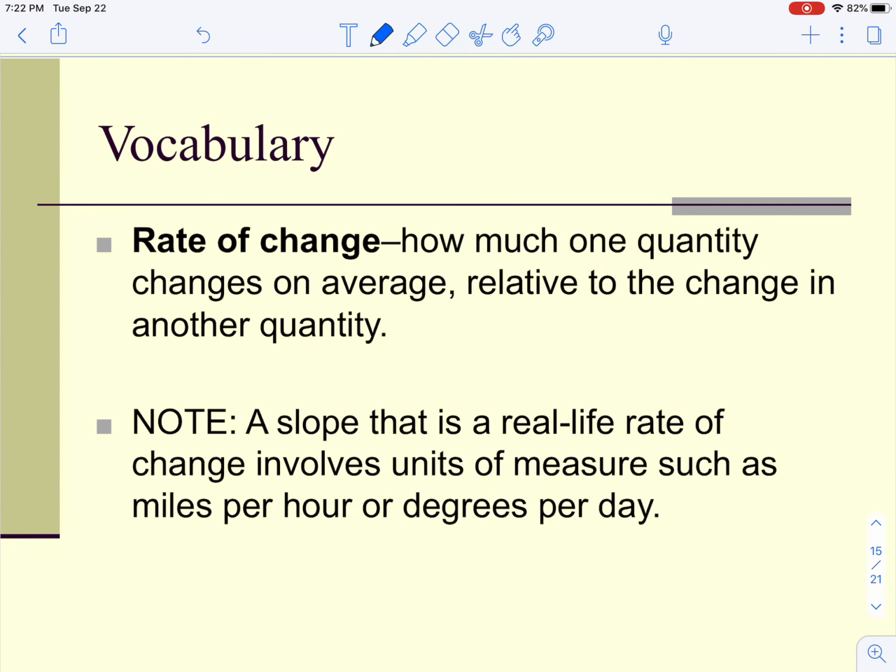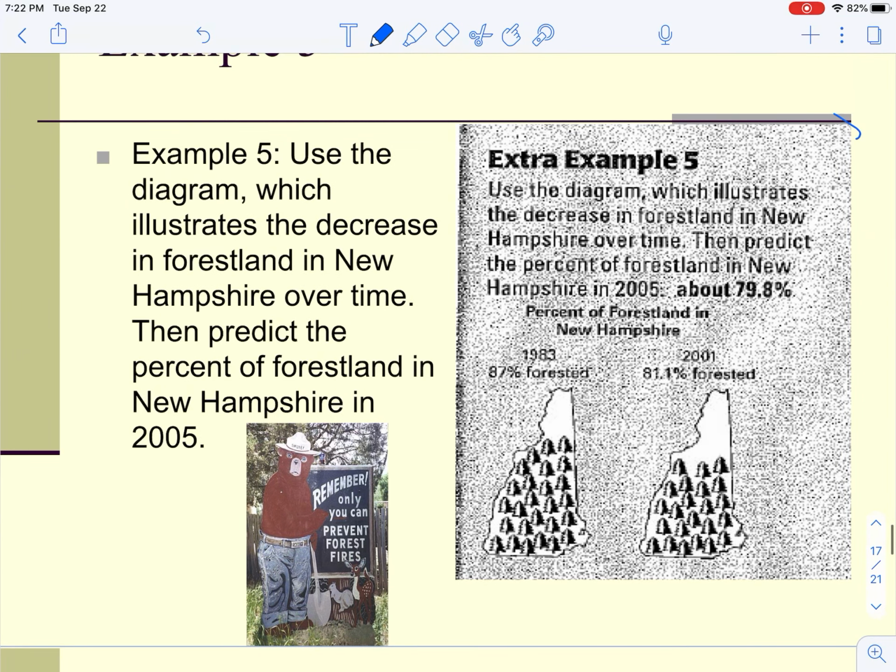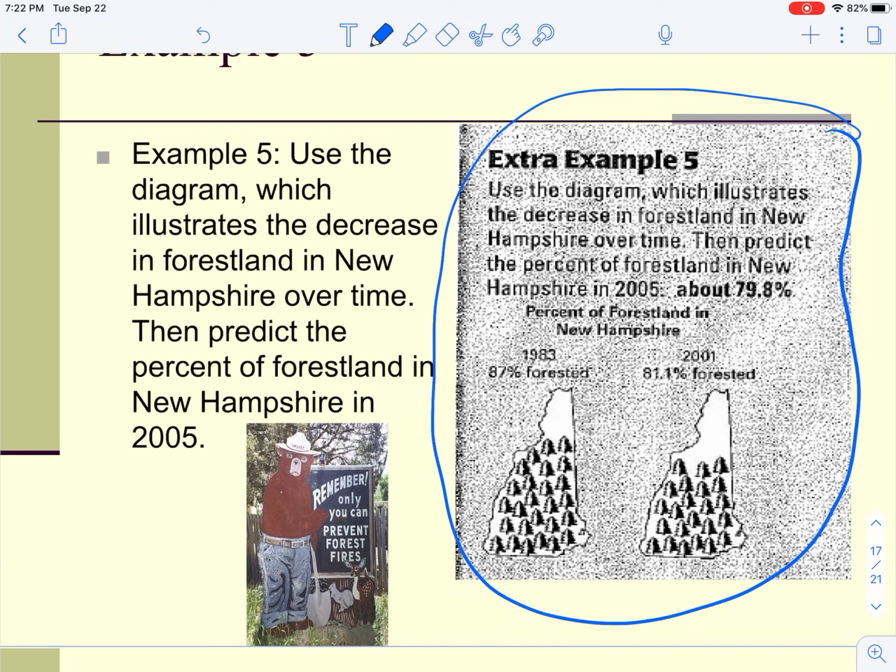Okay, the last problem that I'm going to do has to do with a real world problem, and we're going to talk about rate of change. In this case, we're going to have the rate of change of forest in New Hampshire over time. I've got this problem that we pulled out of a brochure. We see that in 1983, there was 87% of the land in New Hampshire that was forested. Only 18 years later, there was 81% of the land that was forested. You notice that it's going down.